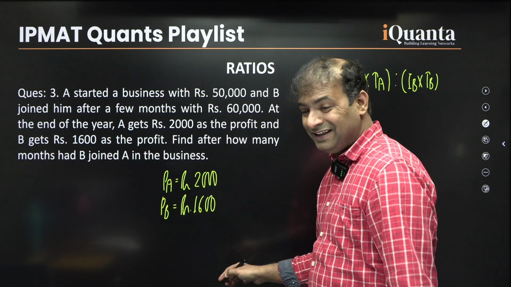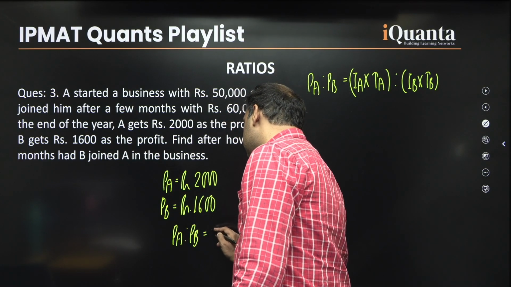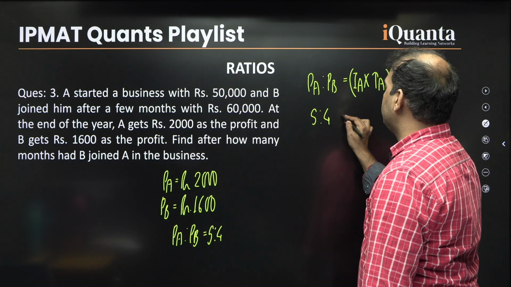2,000 upon 1,600 has to be obviously 5:4. If you divide by 400, it should be obviously 5:4. We can put this over here, alright. Now, what about the investment?